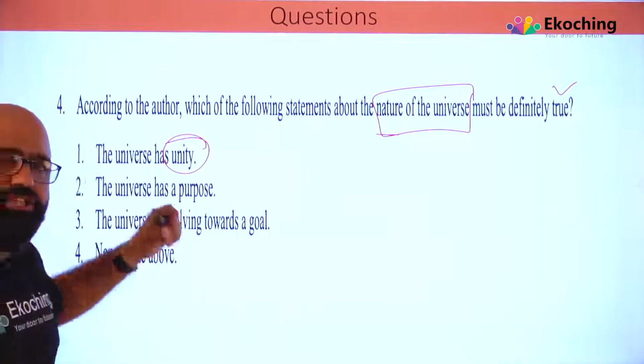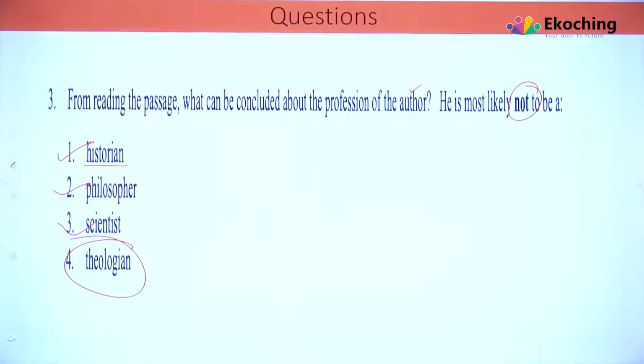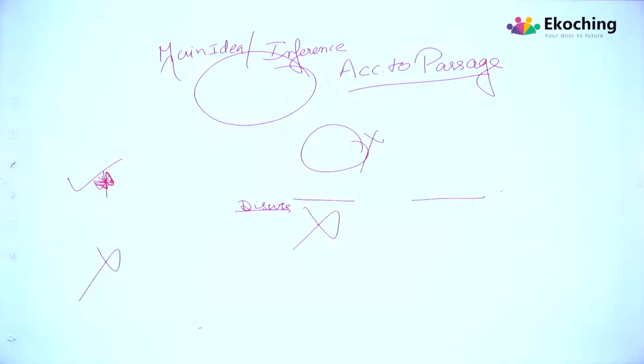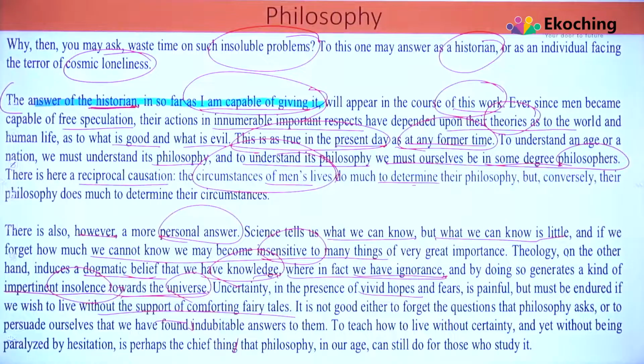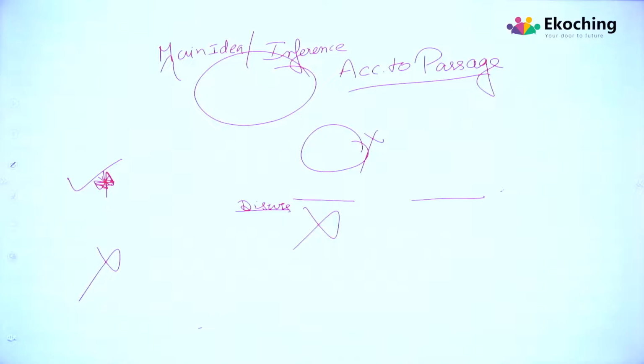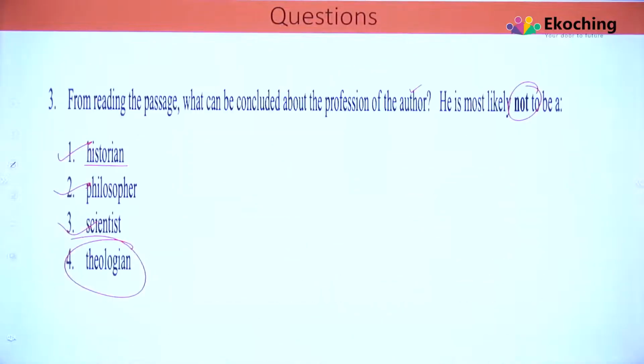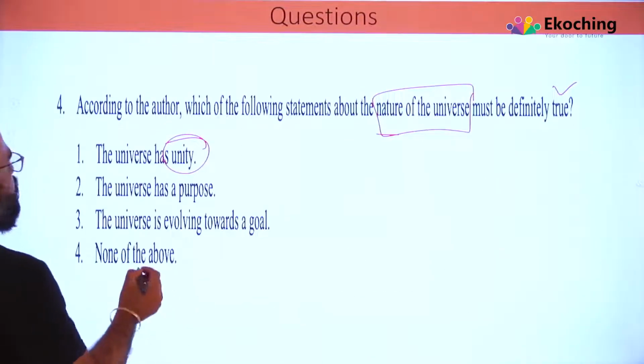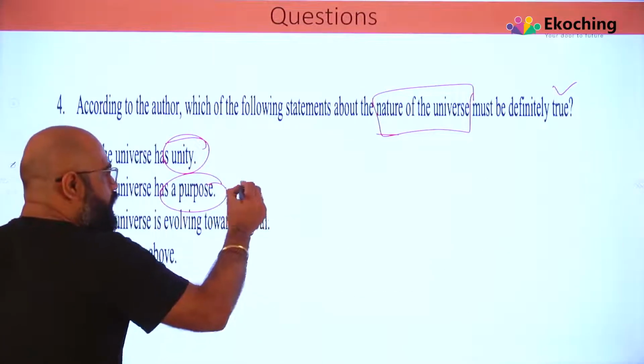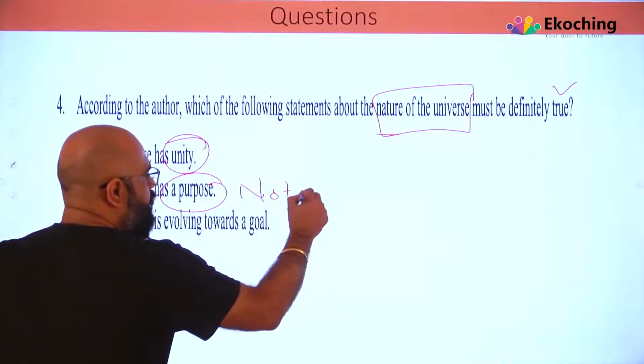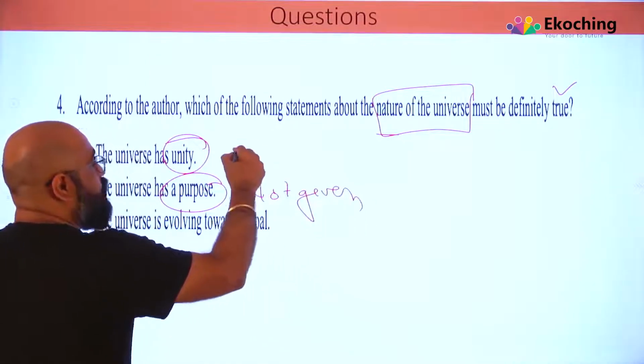Nowhere in the passage. Let me go back to the passage again for you guys. Let's see if there is anything where we are talking about the universe having a unity or something. Nowhere is it given that the universe has a unity, right? So that's why we are eliminating option 1. If I talk about option number 2, the universe has a purpose. Again, not given. Universe has a purpose or universe has a unity.